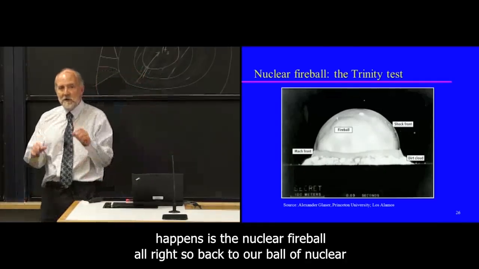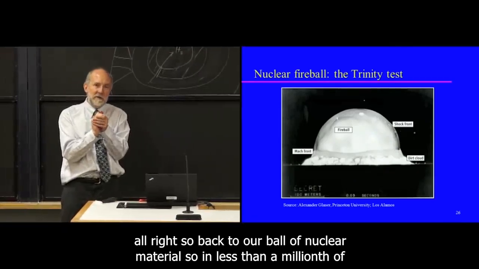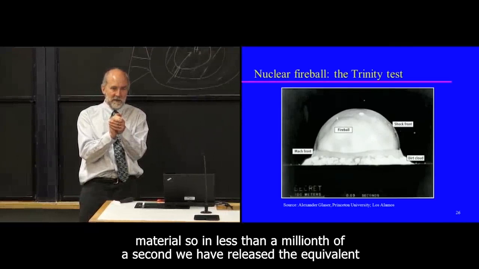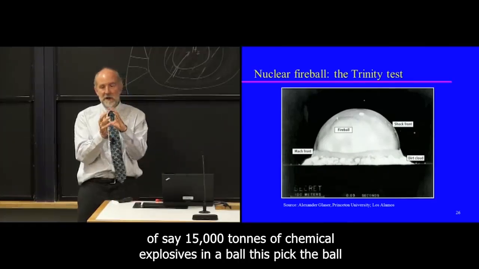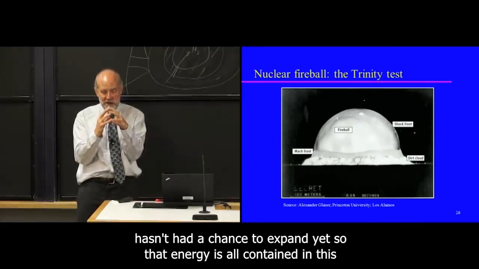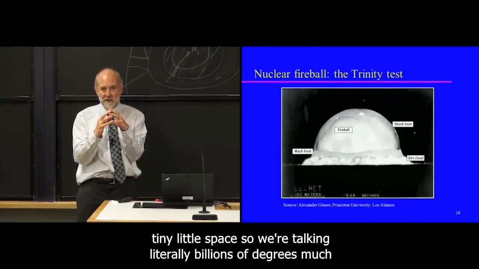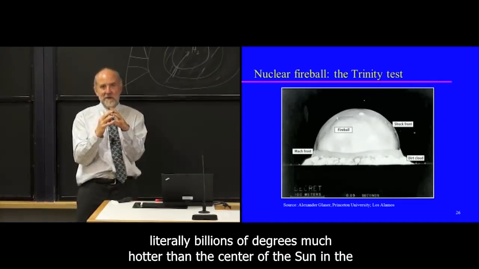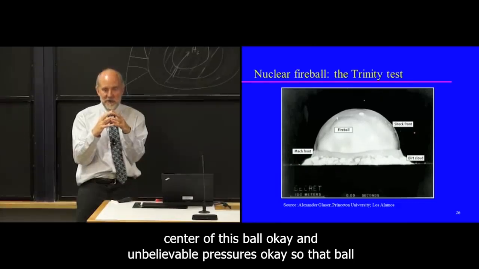All right, so back to our ball of nuclear material. So in less than a millionth of a second, we have released the equivalent of, say, 15,000 tons of chemical explosives in a ball this big. The ball hasn't had a chance to expand yet. So that energy is all contained in this tiny little space. So we're talking literally billions of degrees, much hotter than the center of the sun, in the center of this ball, okay? And unbelievable pressures, okay?